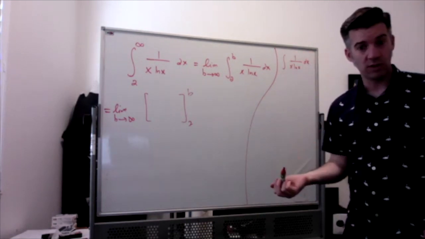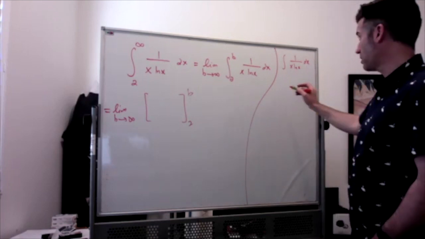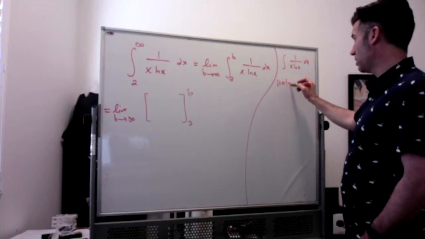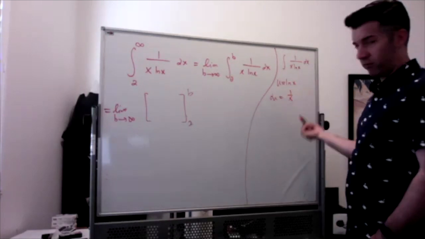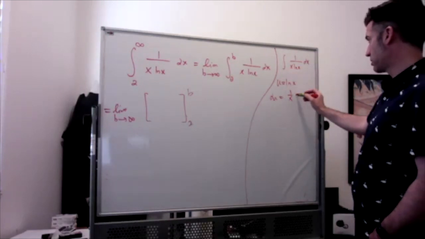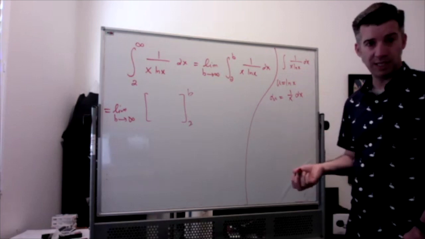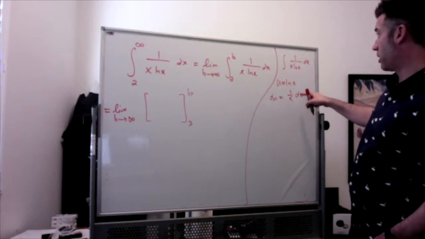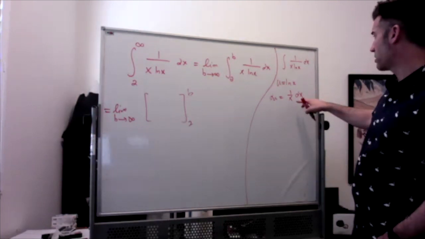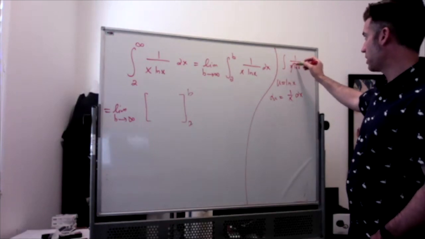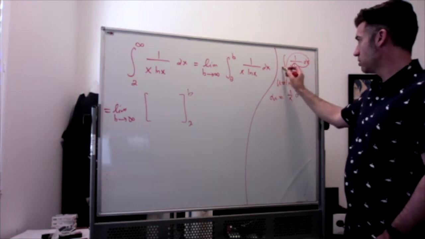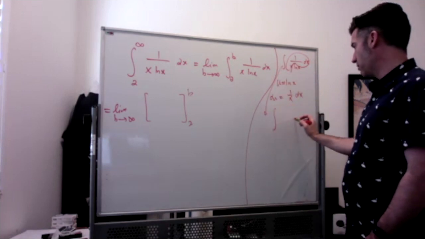So I'm going to do a u-sub here. I'm going to let u equal the natural log of x. And the reason that's a good choice is because the derivative of that is 1 over x, and I definitely have a 1 over x dx. So I'm going to replace the 1 over x dx with my du. So that's going to become the integral of du.